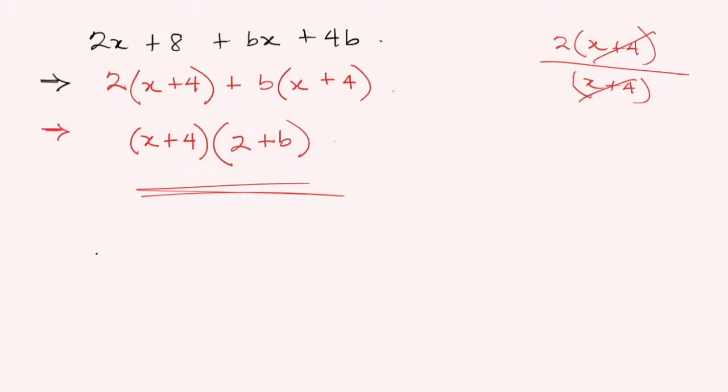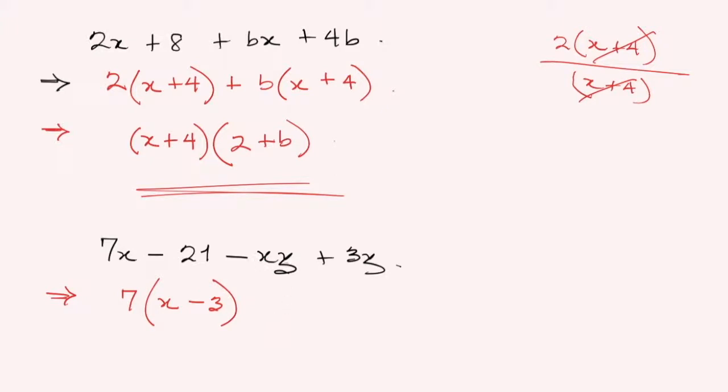If we have another example, such as 7x minus 21 minus xy plus 3y. Now to solve this, we can see that 7x and minus 21 have a common factor, 7. And so if you divide 7x by 7, you have x, and minus 21 divided by 7 results in minus 3.